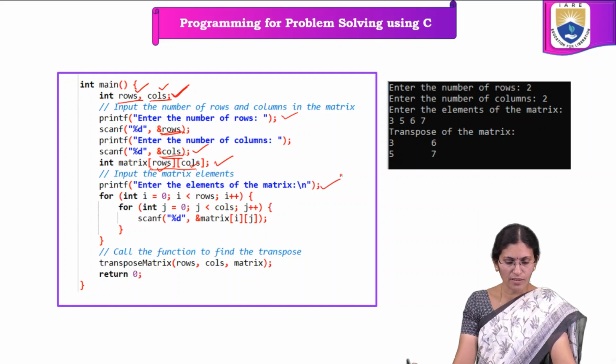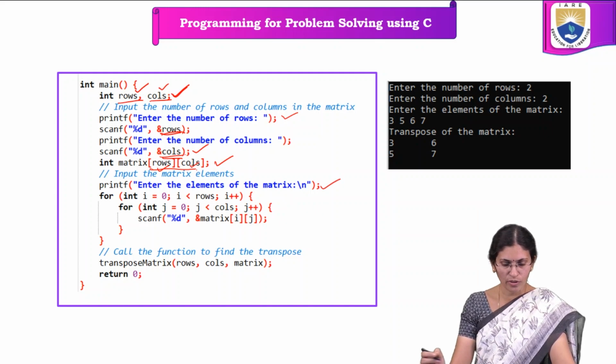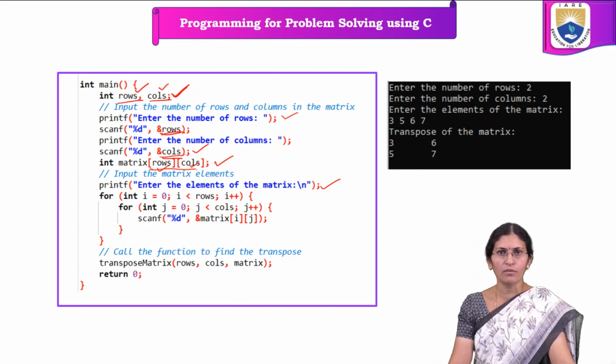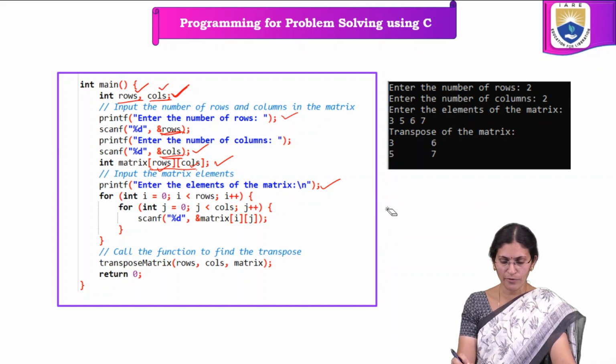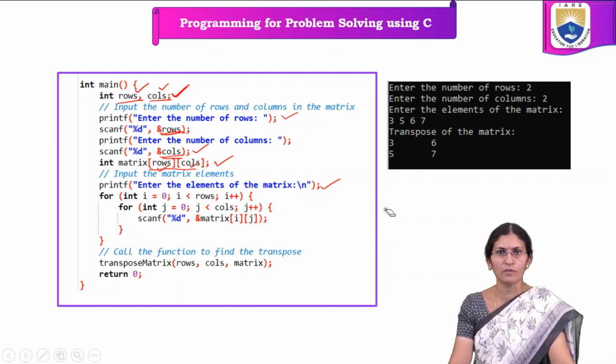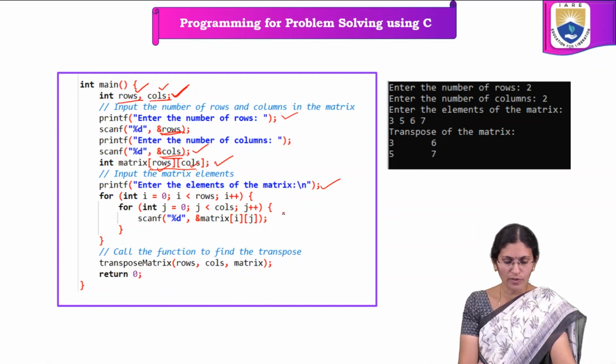Next, after that we need to read the elements of the matrix. In order to read the elements of the matrix, if it is a single dimensional array, only one for loop is sufficient. But when we have a two dimensional array, we need two for loops here.